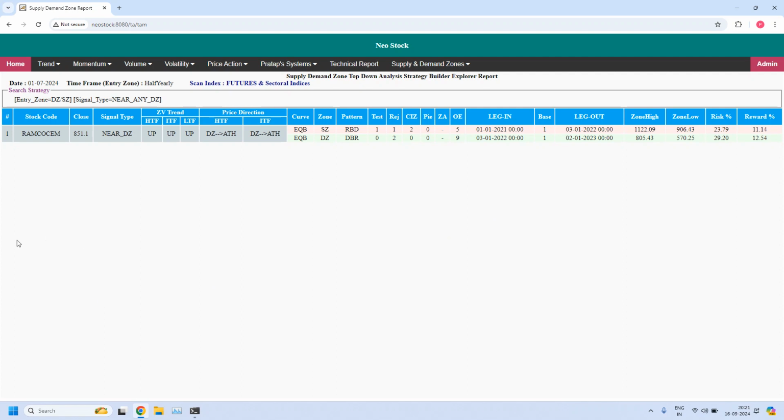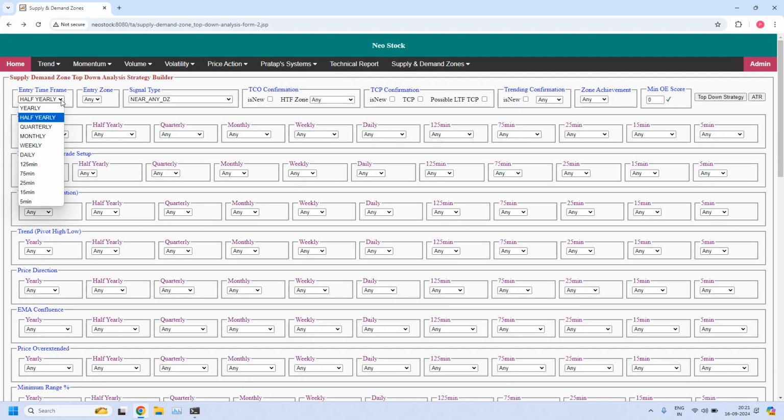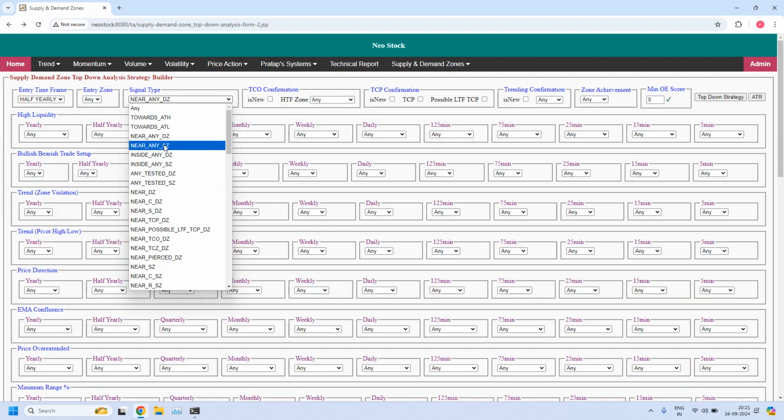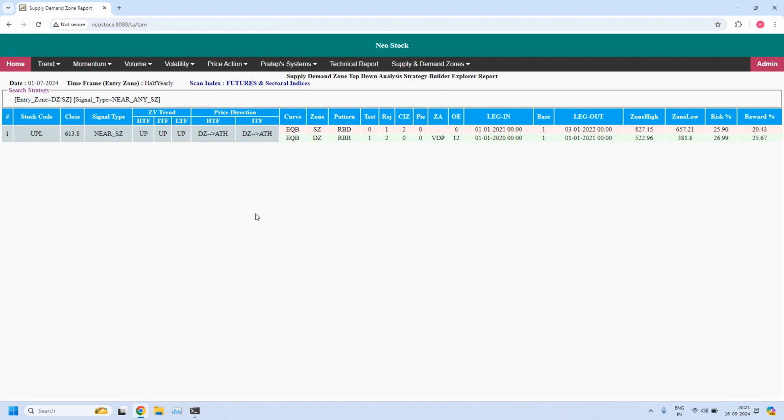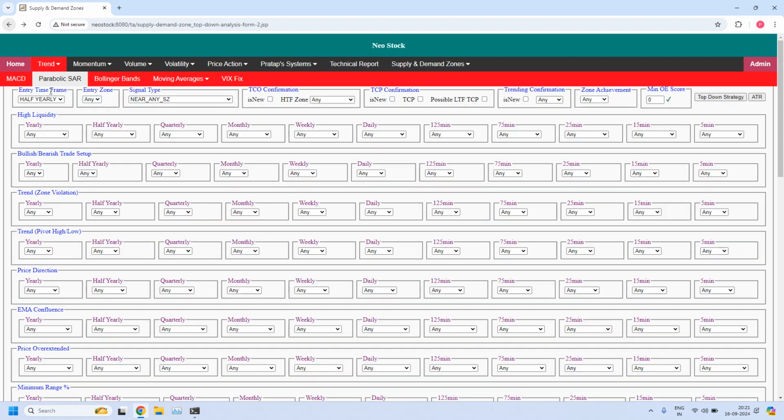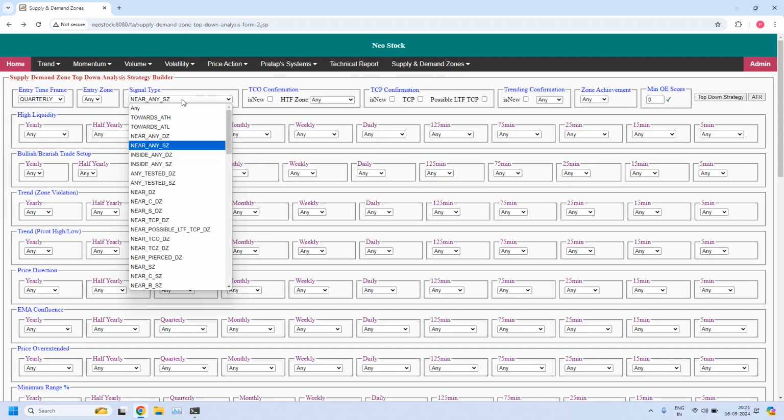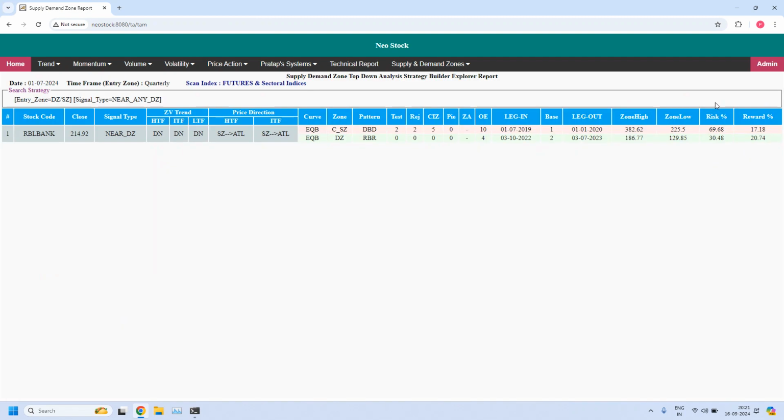Okay, now let's generate the next report. For the half yearly time frame, let us find the stocks near the half yearly supply zone. One stock is filtered. Next time frame is quarterly. Let us find the stocks near the quarterly demand zone. One stock is filtered.